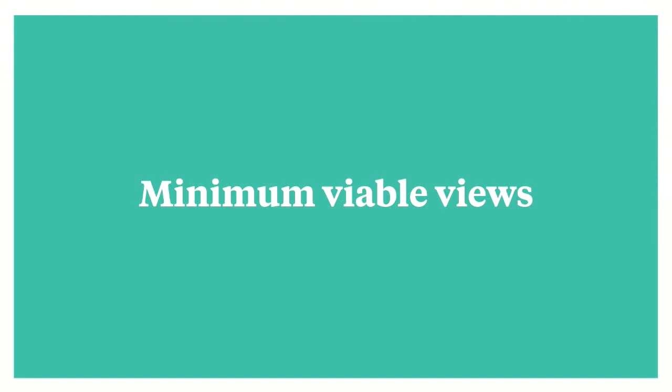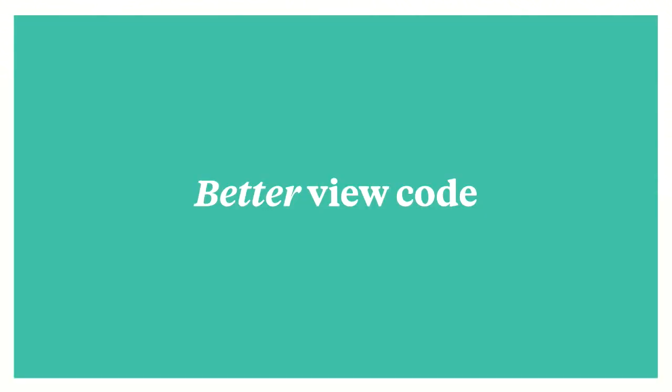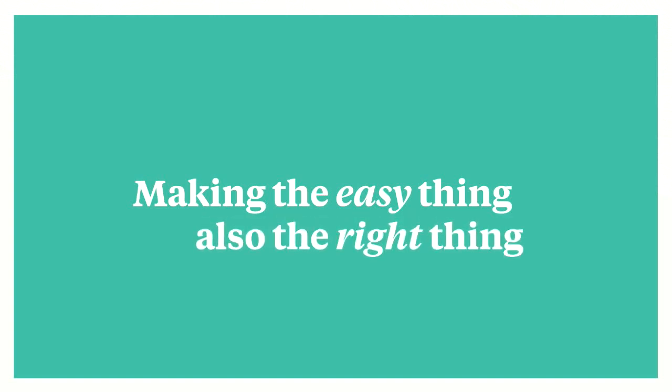This really feels like minimum viable views. Each one of these facilities exists to help us write better view code. And if we took any away, our view code is going to get worse. And the benefit of having all those structures there right from the get-go is that they make the easy thing to do also the right thing to do. And when those things align, that's when the quality of our code can really level up.